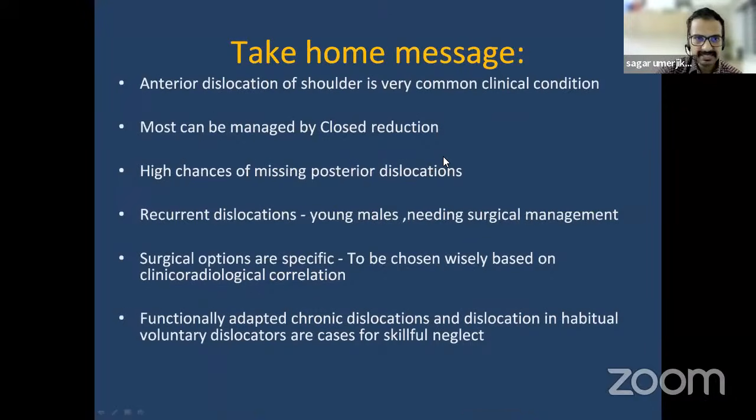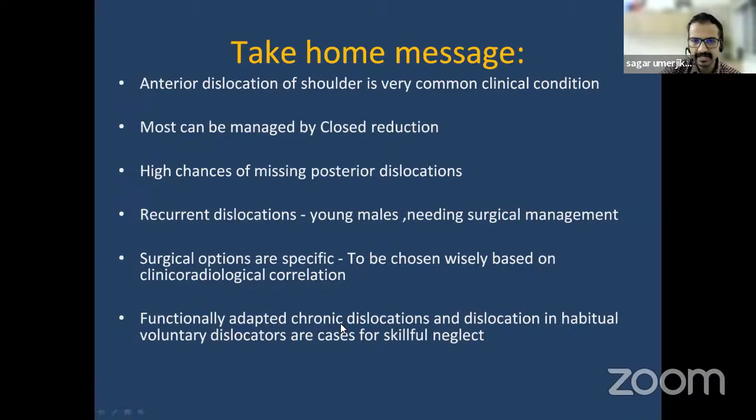So the take-home message here is that anterior dislocation of the shoulder is a very common clinical condition. Most can be managed by closed reduction, and there are high chances of missing the posterior dislocation, as high as 50%. Most of them go on to chronic dislocations, which are very difficult to manage and have to be open reduced and stabilized. Then there are recurrent dislocations, which are very common in young males, needing surgical management. We have seen an array of surgical managements now. The surgical options are very specific and to be chosen wisely based on the clinico-radiological correlation. So the clinical evaluation of the patient, the history, and evaluating the radiographs, the MRI and the CT should be a cumulative decision after discussion with the patient.